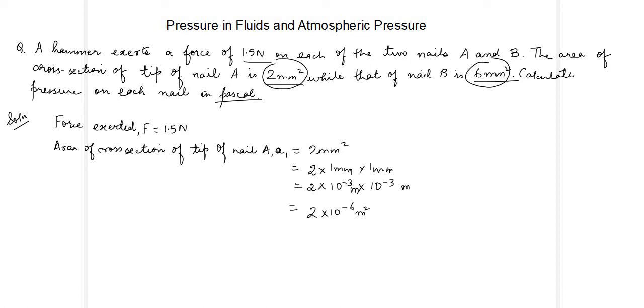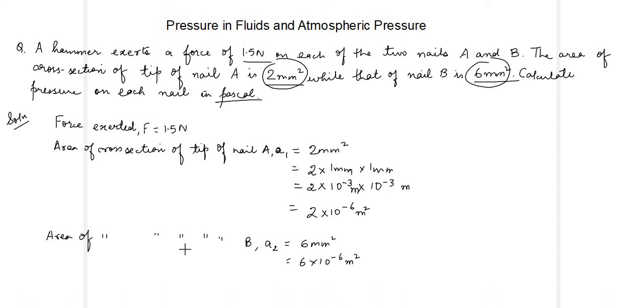So, अब तुम डायरेक्टली कर सकते हो कि 2 mm square is 2 into 10 to the power minus 6 meter square. I hope you have understood how we have done it. Similarly, we will also find the area of the cross section of tip of nail B, which we are calling it A2. This is 6 mm square. Now directly we can write this is 6 into 10 to the power minus 6 meter square.